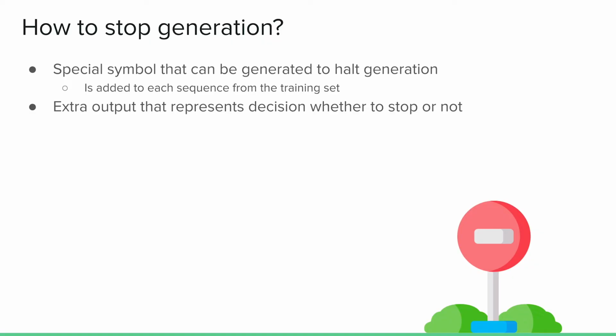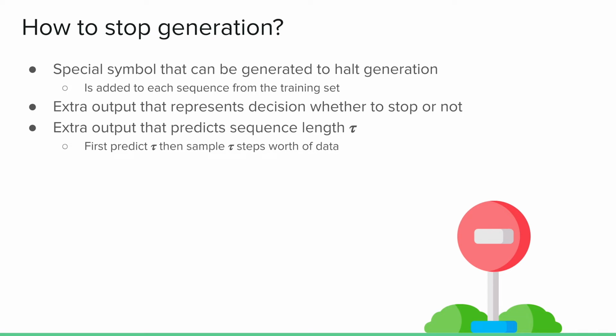We can have a second output head, if you will, which basically represents a decision whether we should stop or not. So we produce our output that we actually want to produce, and we produce a second kind of Boolean flag that says continue or stop. And we can also say, okay, maybe we just want to have a fixed sequence here, and we can split this into saying, okay, please predict the length tau, so the number of samples that we actually want to produce here from the input, and then we just sample tau times from our thing here.